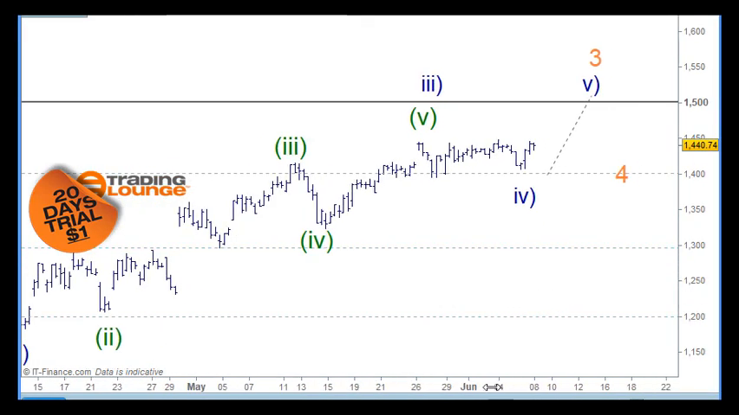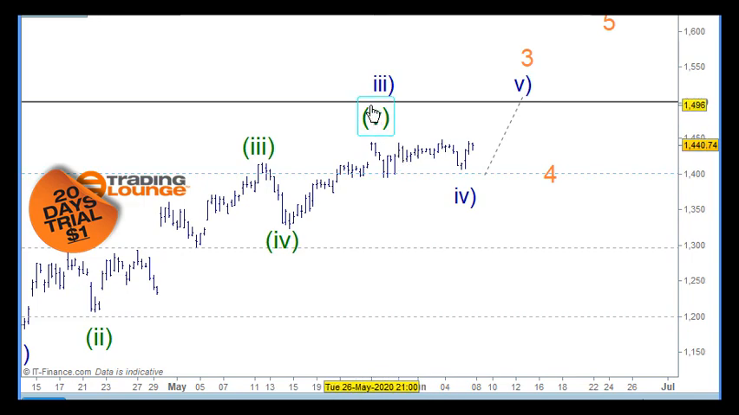So yeah, this is where we're looking at it. So I'm looking at wave 3 here. I'm looking for an A and a B and a C here for wave 4, and then looking up for wave 5 here for wave 3. Then we'll see wave 4 react from the old highs and the 1500, and then we'll see this up here.